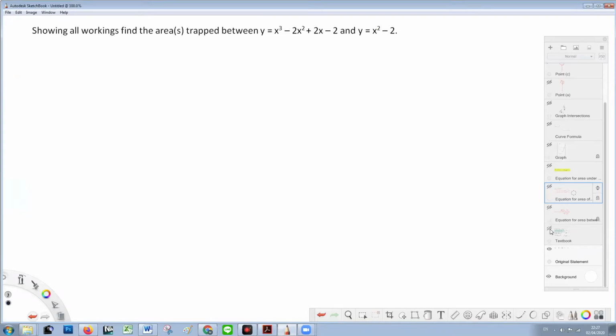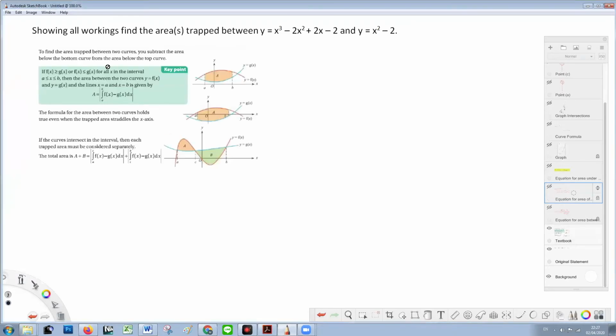Through your textbook, you should have seen something like this. The area between two curves is basically f of x minus g of x bounded by the limits, essentially where they cross. You're essentially finding the area underneath one curve and then taking it away from the area beneath another curve. And that would be if you wanted to find the equation for area between two curves.